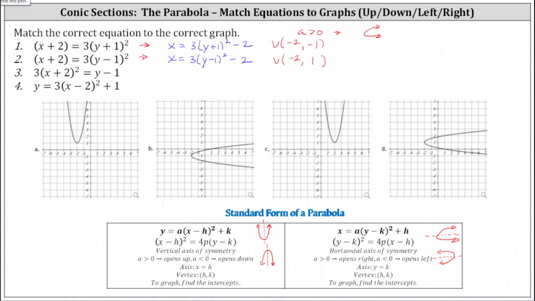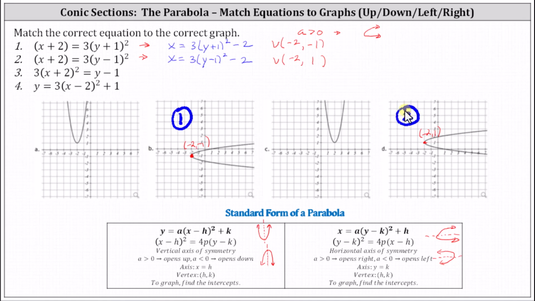This limits us to graph B and graph D. The vertex on B is the point (-2, -1). The vertex on D is (-2, 1). This indicates graph B matches with equation number 1, and graph D matches with equation 2.